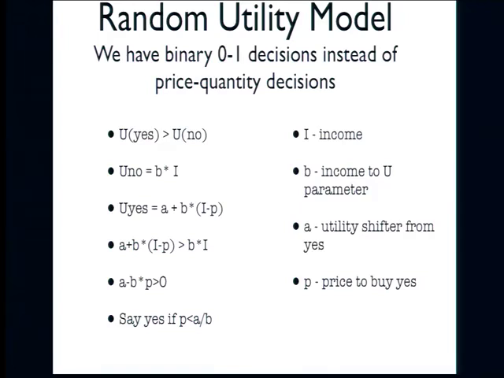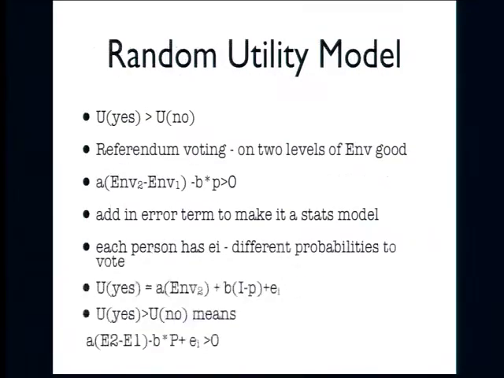So each person consuming would have some place where they would be on a demand curve, and they would be making a discrete choice of whether the utility would be higher or not based on this price ratio. This random utility model is also called a referendum voting model, and when we put an error term in there, we can say that each person is going to have different amounts that their error term is going to say whether they want the environmental good or not.